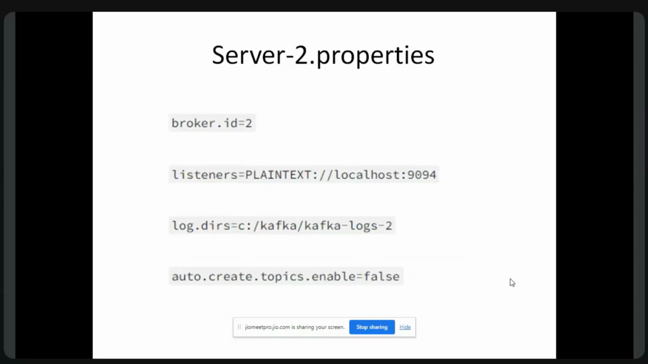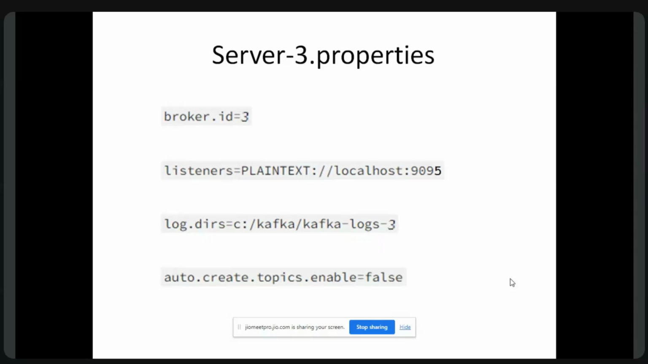Now you create one more property file by copying it and rename it to server2.properties. And here you will give broker ID as 2, port number as 9094. Log directory, you can give kafka-logs-2 or whatever name you want to give. And again, the fourth property will remain false.